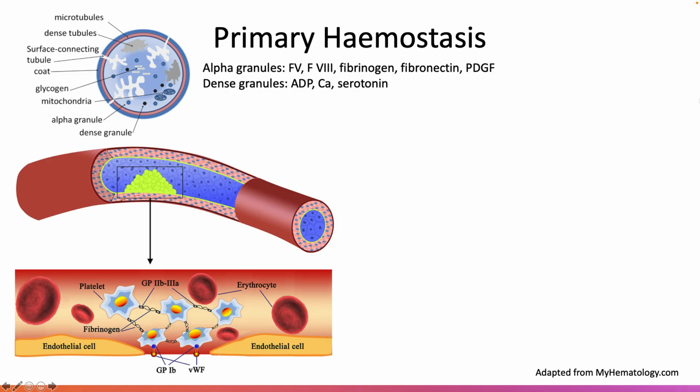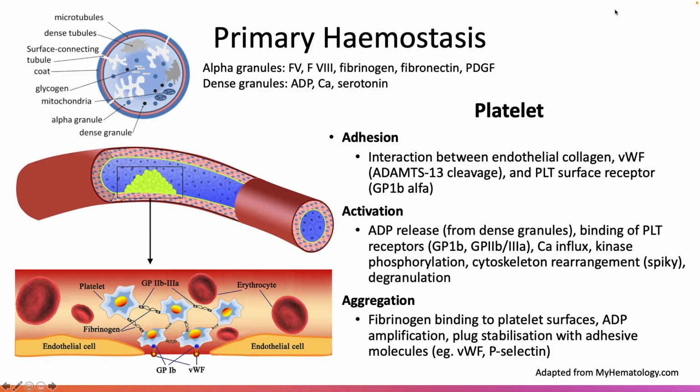When the platelet gets activated after the vascular spasm, 3 main processes happen: adhesion, activation, and aggregation. In adhesion, when endothelial collagen is exposed in the vessel, in the blood, it promotes the binding of the von Willebrand factor as well as the platelet surface receptor glycoprotein 1b. These 3 form a strong connection, and this triggers the activation process of the platelet.